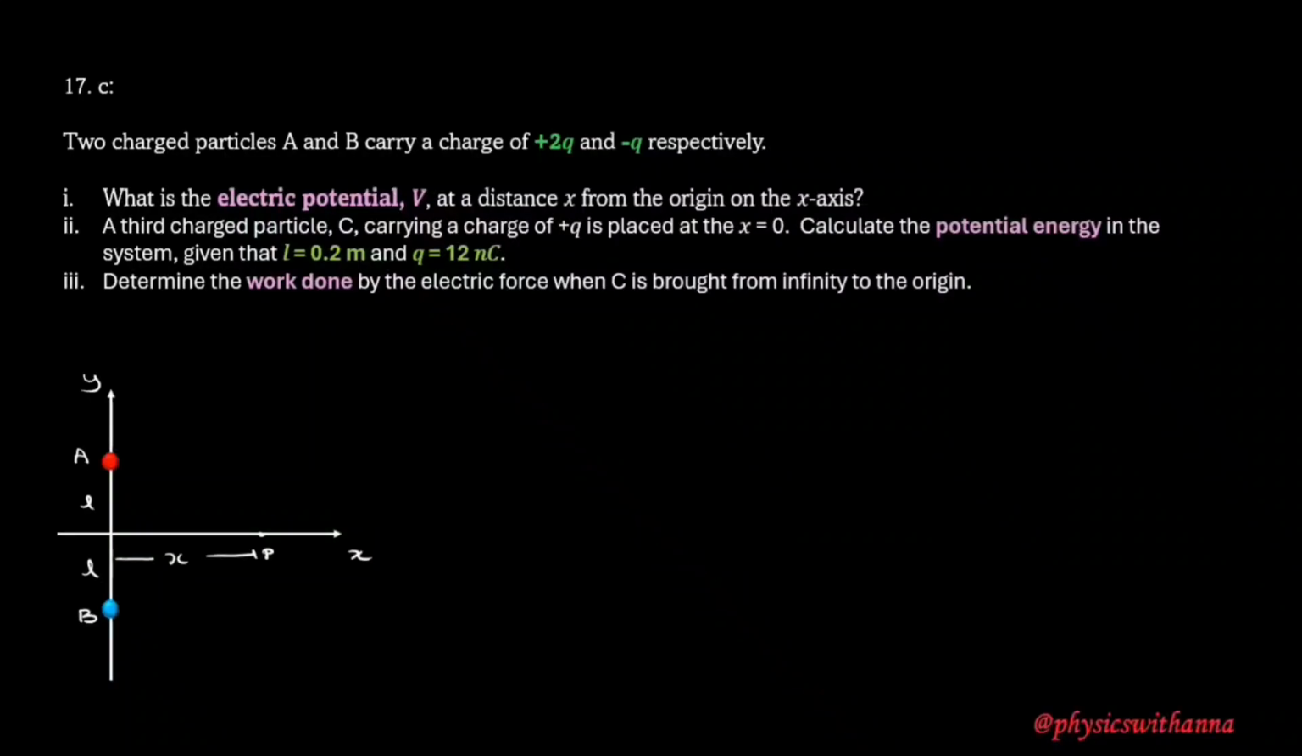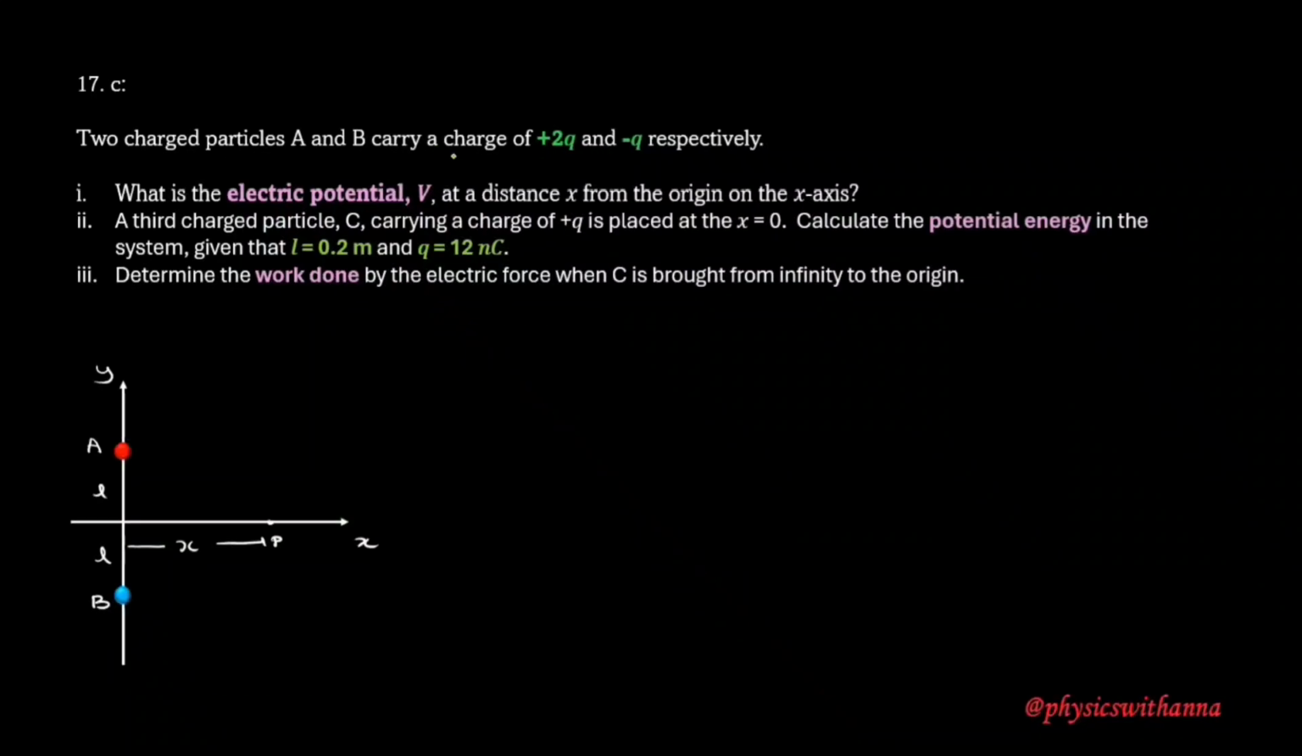Question 17C. Two charged particles A and B carry a charge of positive 2q and negative q respectively. The first part of the question is asking us, what is the electric potential V at a distance x from the origin on the x-axis? So here in the question you have two charged particles A and B. Charge on A, which we will write as QA, is positive 2q, and charge on B, which we will write as QB, is negative q. And we need to find what is electric potential at a distance x along the x-axis.